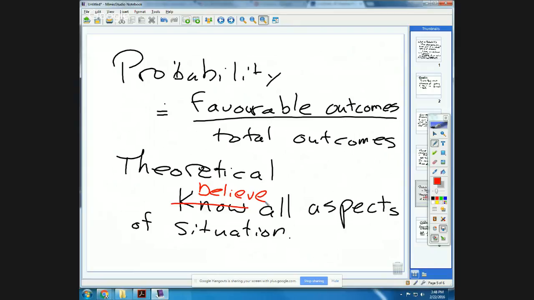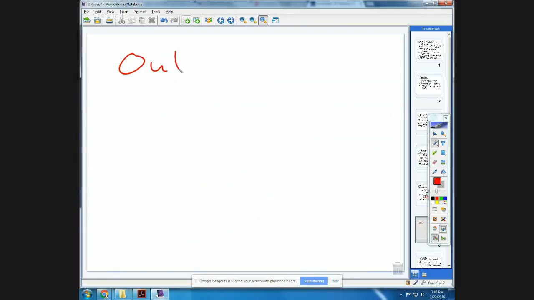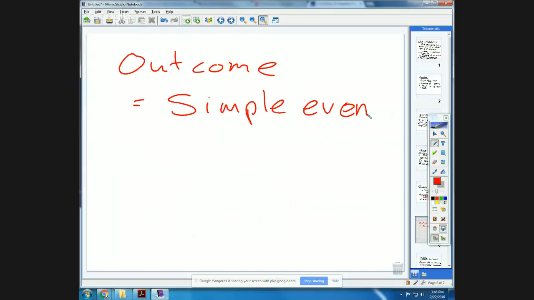What's an outcome? So sometimes instead of outcome, we'll use the idea of a simple event. So by outcome, I mean simple events. What makes an event simple, do you think? For example, head versus tail. If it can't land on its edge, those are the only two options, right? That's about as simple as it gets.